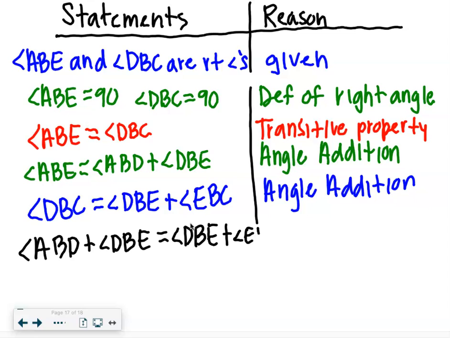Wait, did I say the wrong thing at the beginning? We're almost done. All of this just to tell you that ABD is equal to EBC. Now what can you subtract from both sides? What matches? DBE. So get rid of it. Subtract it away.